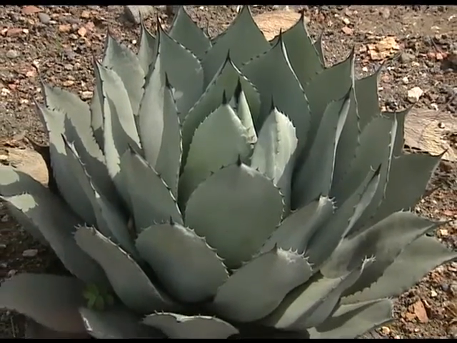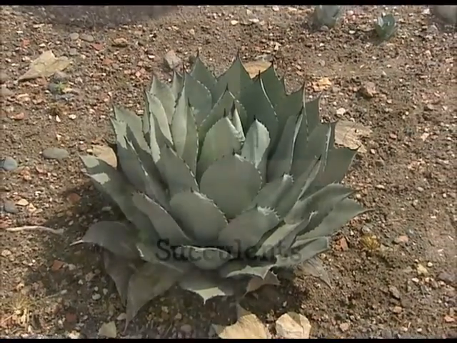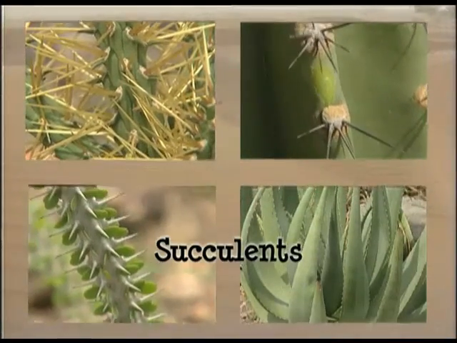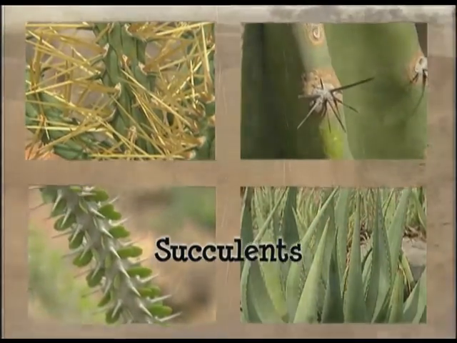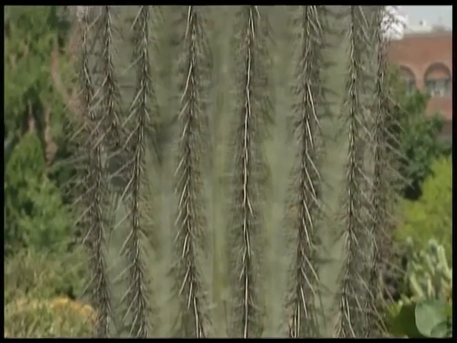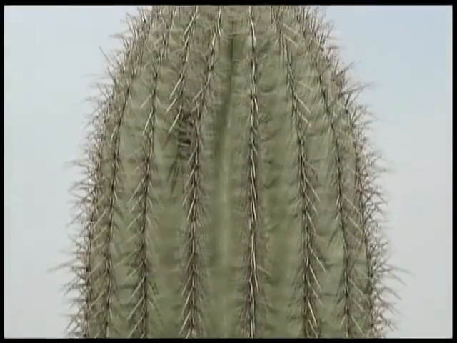How does cactus survive in desert? It has a succulent stem that stores water. Observe the green color of the stem. The stem has chlorophyll and can carry out photosynthesis.